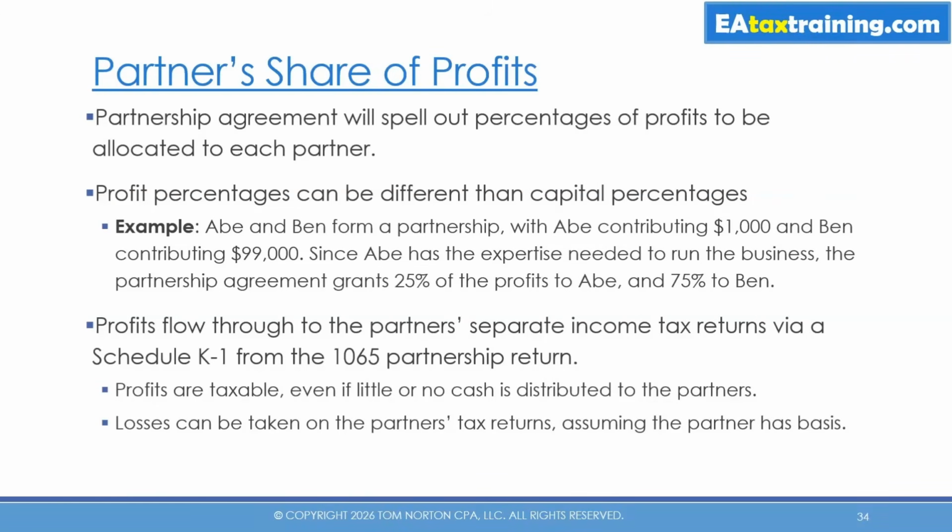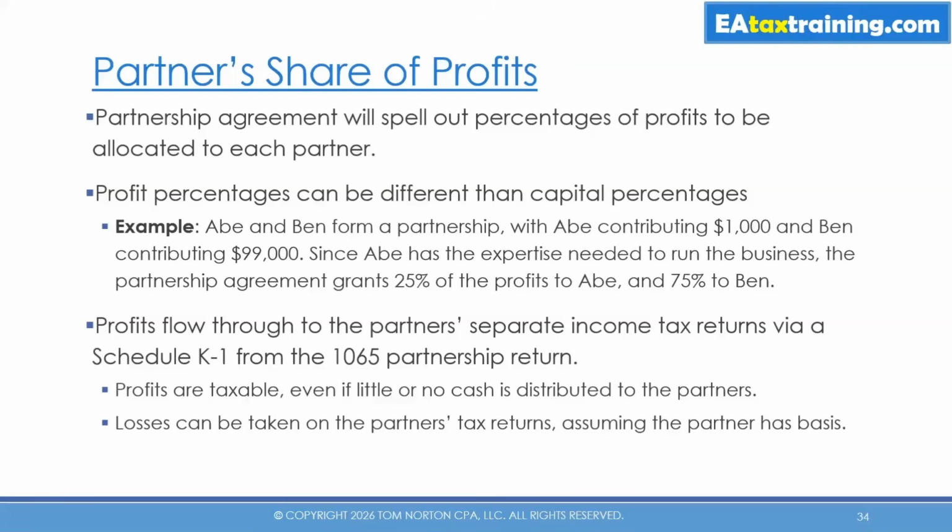And the profit percentages can be different than the capital percentages. So for instance, Abe and Ben form a partnership with Abe contributing $1,000 and Ben contributing $99,000. So that means their capital percentages or their equity percentages is 1% for Abe, 99% for Ben. But since Abe has the expertise needed to actually run the business, the partnership agreement grants him 25% of the profits, with 75% going to Ben.